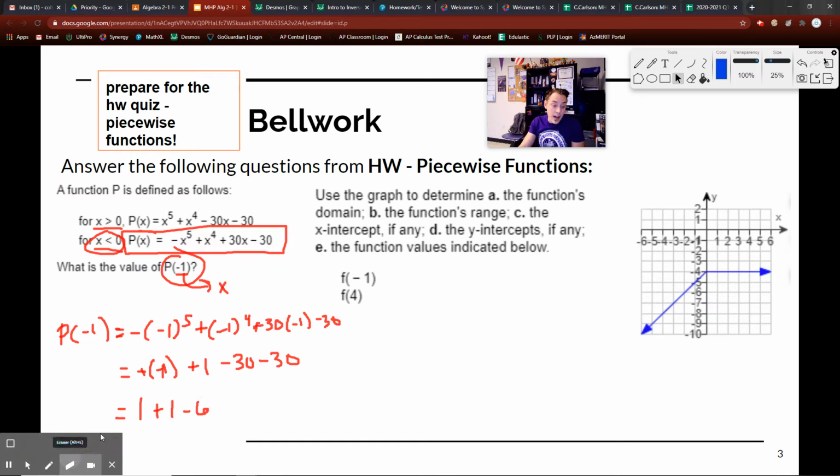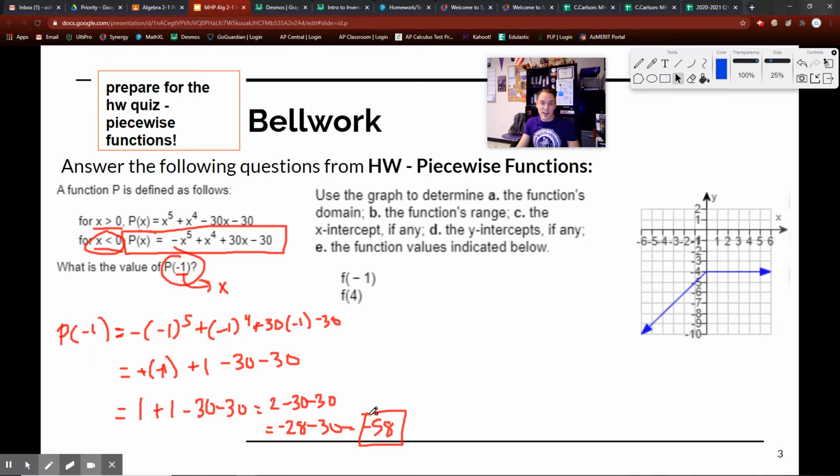Actually, no, I can't do that. That's not order of operations, Mr. Carlson. You're right, kids. You're right. Okay, 1 plus 1 is 2. Minus 30, minus 30. And then this is negative 28. Minus 30, and then this is finally negative 58.